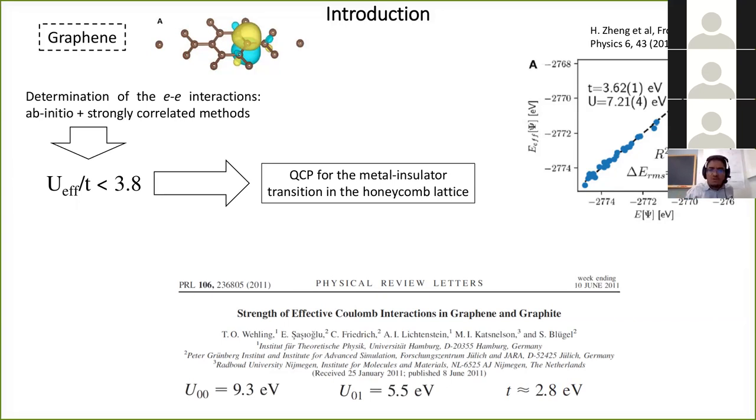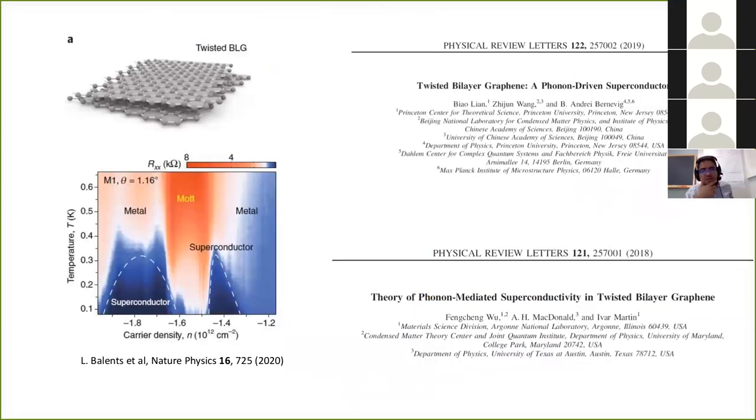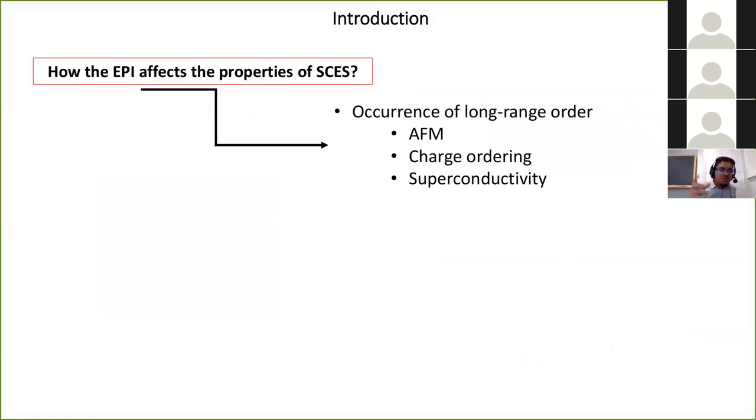And probably the best known example of electron-phonon importance in graphene is in the bilayer, where we have superconductivity, and everybody now believes that this could be because of the electron-phonon coupling. So the picture that emerged from this discussion is basically that we need to know what effects the electron-phonon interaction has in strongly correlated systems, in particular for the occurrence of long range order, like antiferromagnetism, charge ordering, superconductivity, and so on.